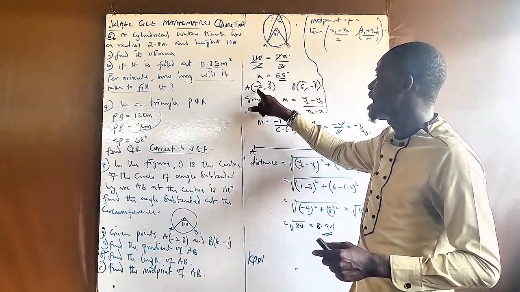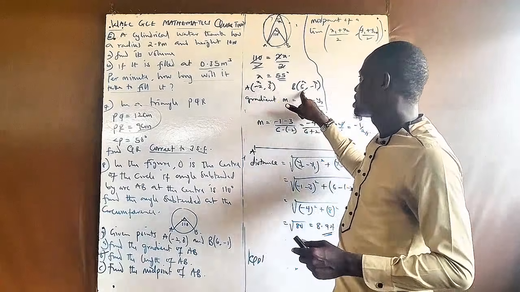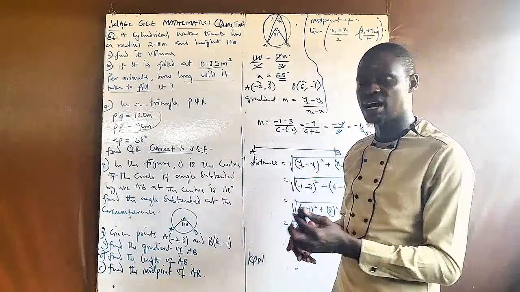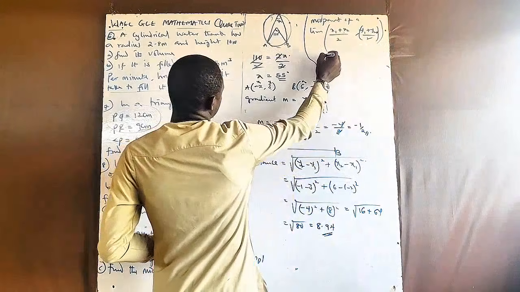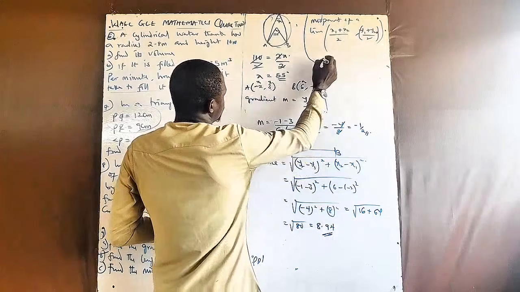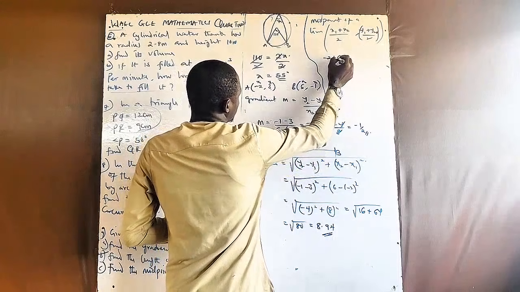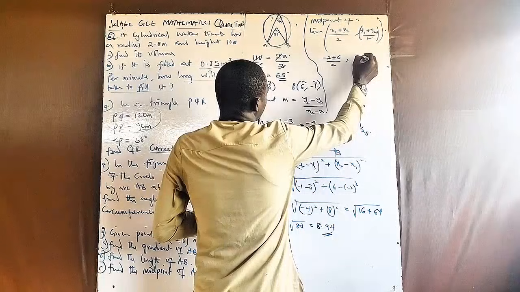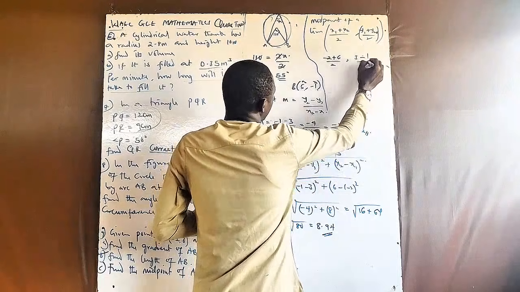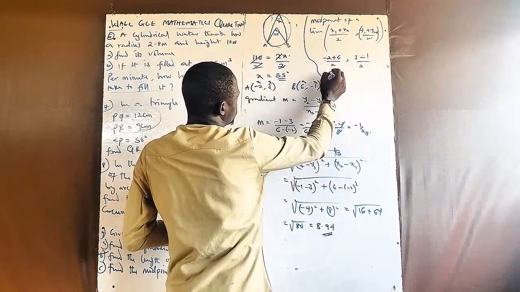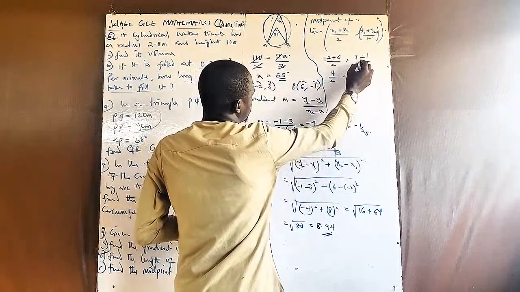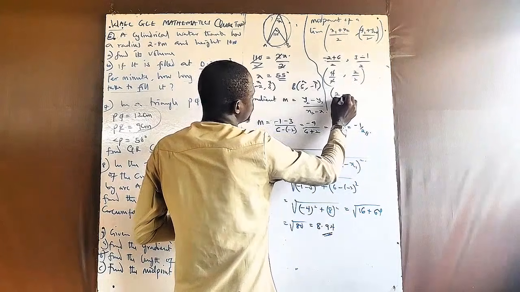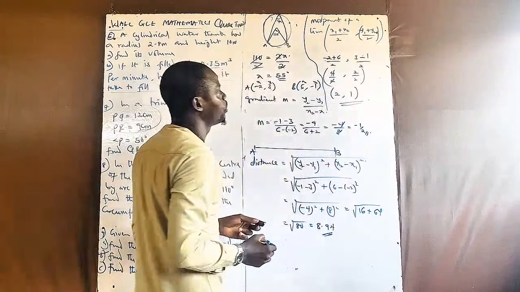In that case, I'm going to be adding the X1 with X2 divided by 2 to find the average, and Y1 with Y2 to find the average. The midpoint of this line will be X1 plus X2, minus 2 plus 6 divided by 2, comma, and 3 minus 1 divided by 2. So minus 2 plus 6 will give me 4 over 2, and this one will give me 2 over 2. So my midpoint will be 4 divided by 2, I'll be having 2, comma, 1. This is the midpoint of the line.